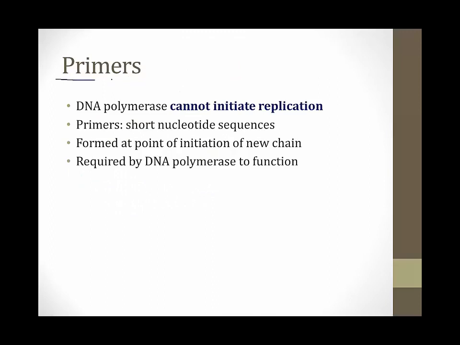So now let's talk about primers. It turns out that DNA polymerase cannot initiate replication on its own. In other words, it cannot all by itself start to build a new strand of DNA. Instead, it requires a short starter portion of DNA called a primer. This is a short nucleotide sequence, and this allows DNA polymerase to begin making a new chain. The primers are formed at the point of initiation of a new chain, and they are required by DNA polymerase in order for the enzyme to function.